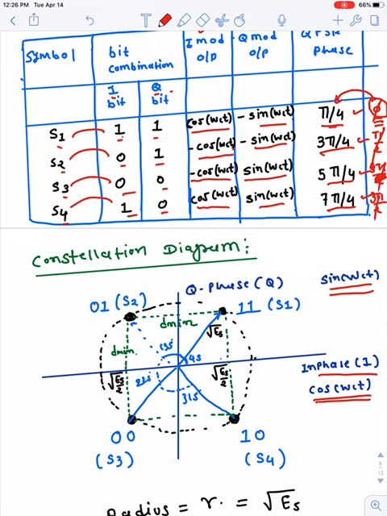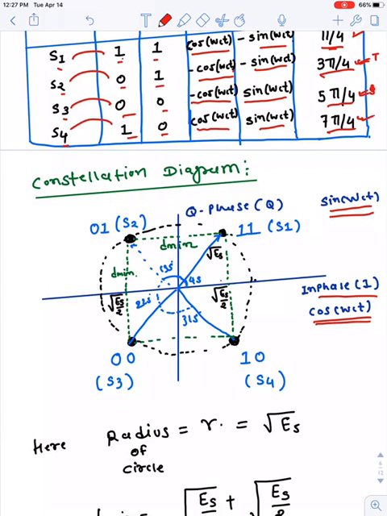The new phases are pi by 4, 3 pi by 4, 5 pi by 4 and 7 pi by 4. So accordingly, we prepare the constellation diagram. And for the constellation diagram, rather than the 0 degree, the first component is observed as symbol 1, and that would represent the 2-bit combination 1, 1, which has a square root of 2 Es amplitude. So this square root Es shows the amplitude, and the phase which it makes with the reference line is 45 degree.